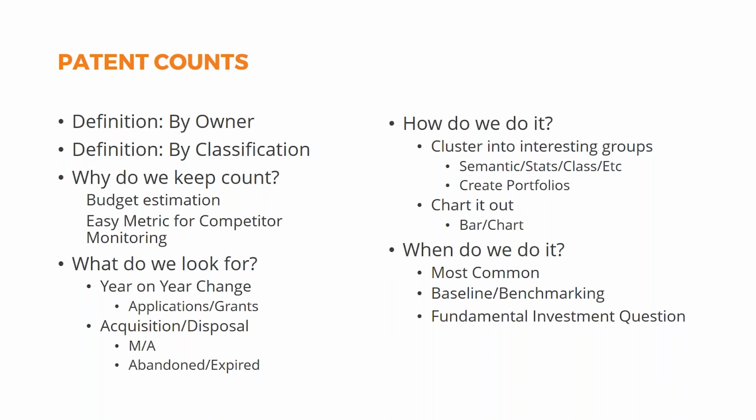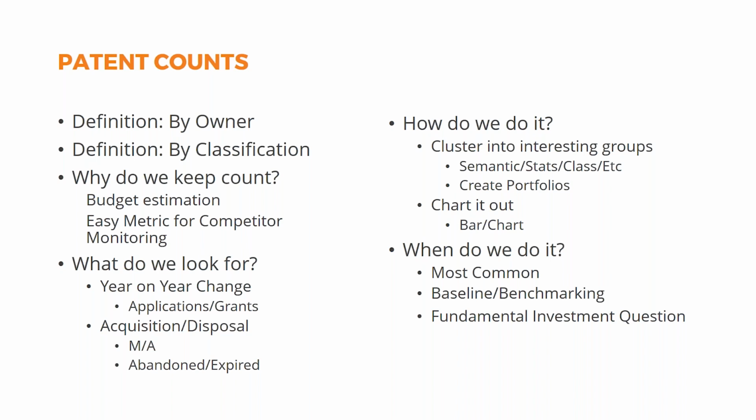Why do we keep count? We use this a lot in budget assistance for our clients, or our clients use this for budgeting as well, because one of the best and easiest metrics to help get your budget approved for next year is that your competing company filed this many patents last year, or this many patents the year before. Therefore, that equates to an approximate budget of this much. Our budget is this much, and here's the delta. So a lot of times patent counts are used in budgeting.